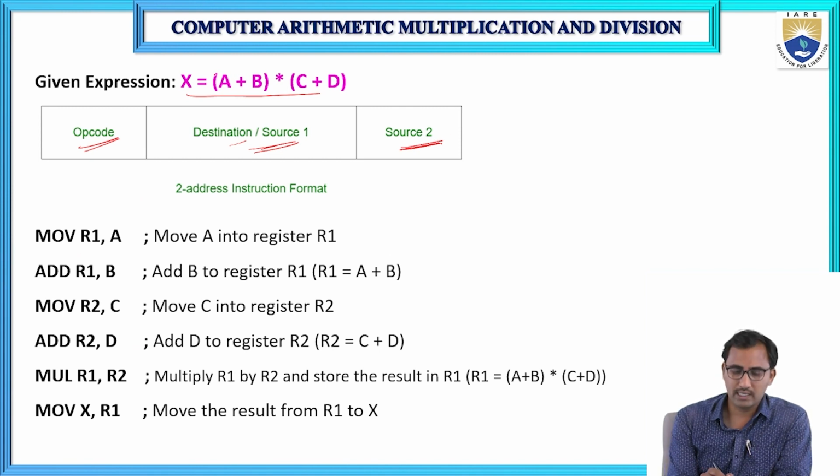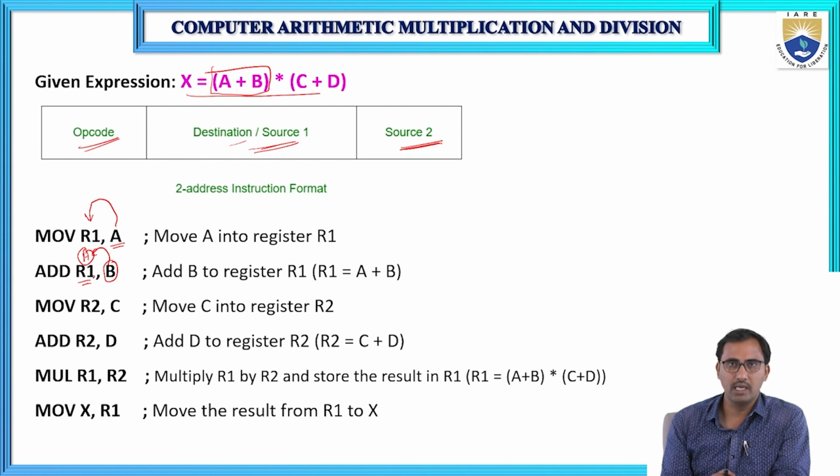In order to get the sum of a plus b, first I am loading a into one register: move r1 comma a. So a will be stored in r1. Next, add r1 comma b, because in the r1 register the value a is already there. So this b I am adding with r1, and I got the sum of a plus b in the r1 register.